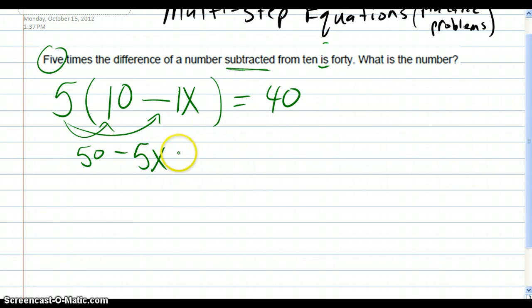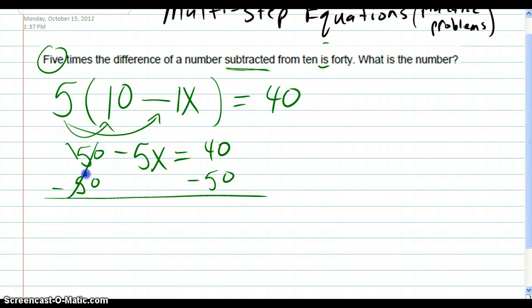Bring the x with you. Bring the equals and bring down the 40. Now, x is right here all by itself. Leave the x alone. Move this 50. Minus 50. You cannot put plus 50 because 50 plus 50 is 100. Minus 50. 50 minus 50 goes away to 0. Bring down the minus 5x, negative 5x, don't forget the minus sign, equals 40 minus 50 is negative 10.